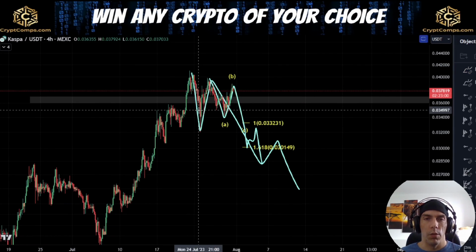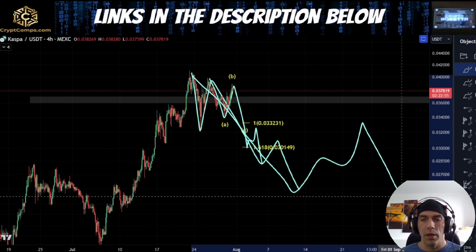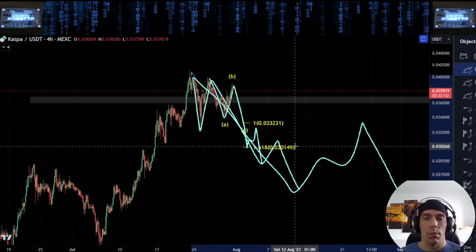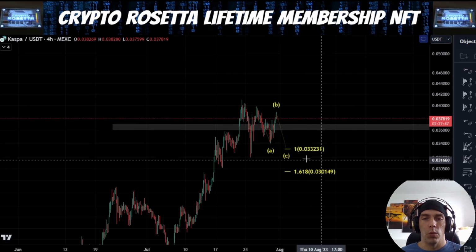which would then mean that we're potentially starting a bigger move to the downside, where this whole structure will then either become an A wave, we get a 3 wave back up, and then we get a C wave, or alternatively this becomes 1, 2, and then we get a much bigger breakdown for a 3rd wave. So we want to avoid that at all costs.